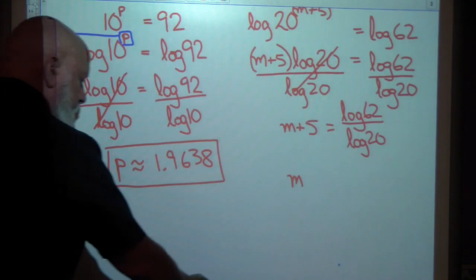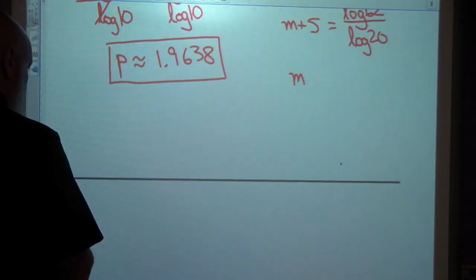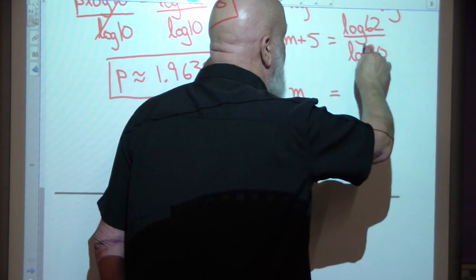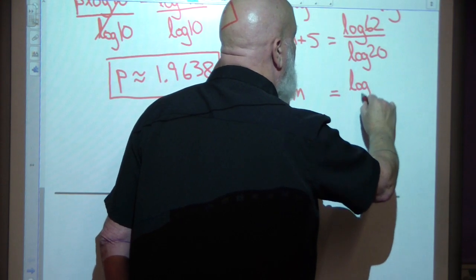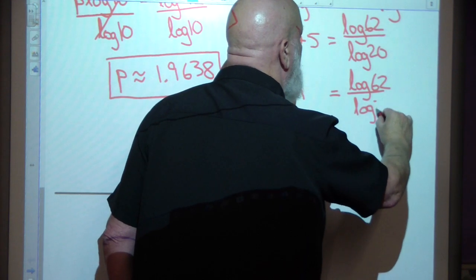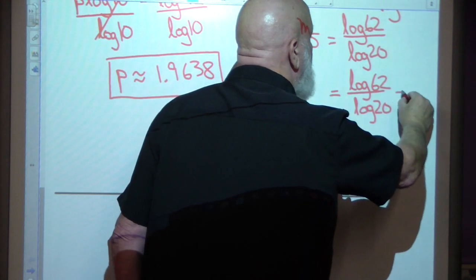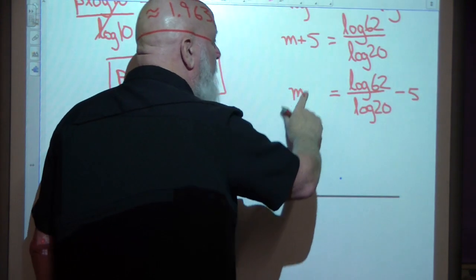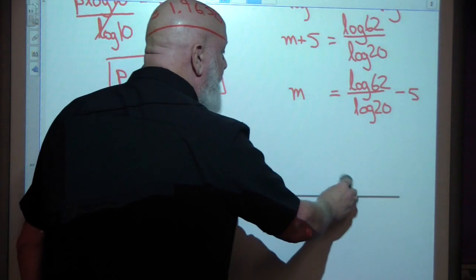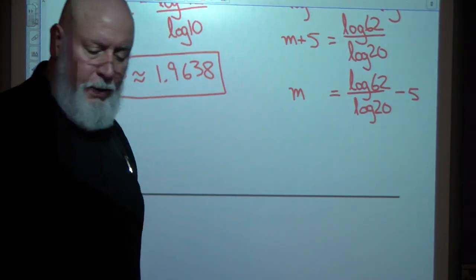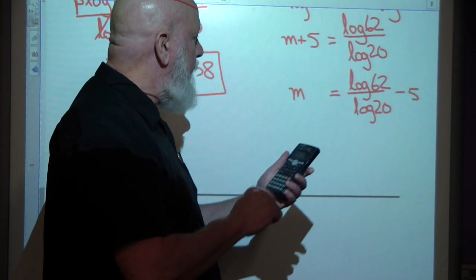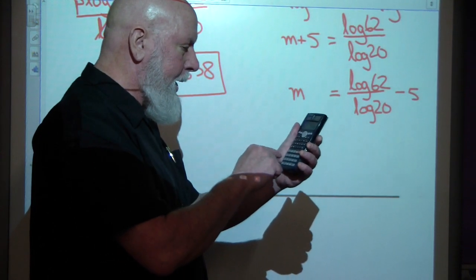Scroll down a little bit. Subtracting 5 from both sides equals this right here, log 62 over log 20, minus 5. I'm subtracting 5 from both sides. When I subtract it here, I'm left with m. When I subtract it here, I'm left with this. And now I'm going to try to put this in the calculator and hopefully get the right answer. It's always embarrassing when I make mistakes, but I just don't seem to be able to stop making them. Must be something about being human, I guess.